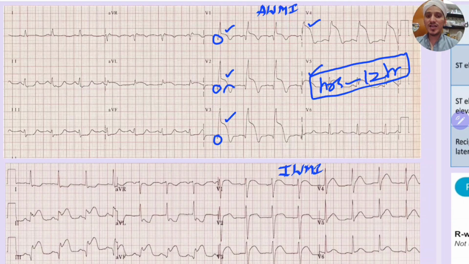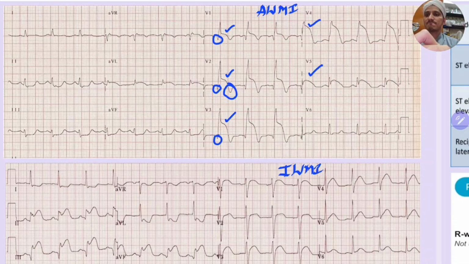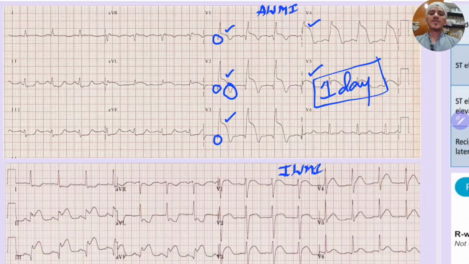Along with that, you are having inversion of T wave also. So it is not hours to 12 hours actually. Inversion of T waves is nothing but days to weeks. 1 day you can say. So it is an ECG of 1 day. The patient is having infarction from 1 day. So 1 day to weeks, days to weeks.